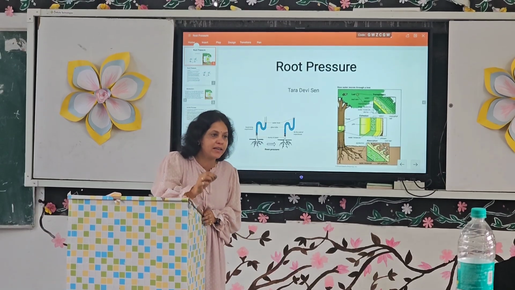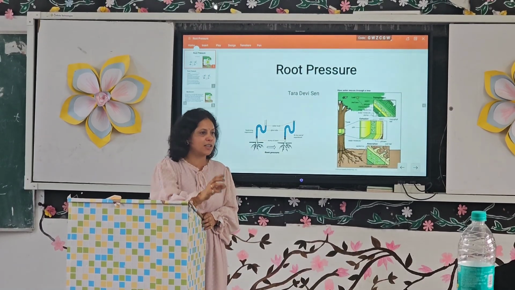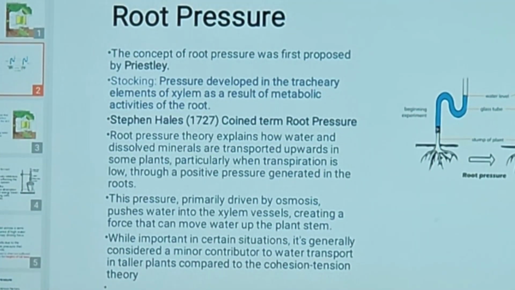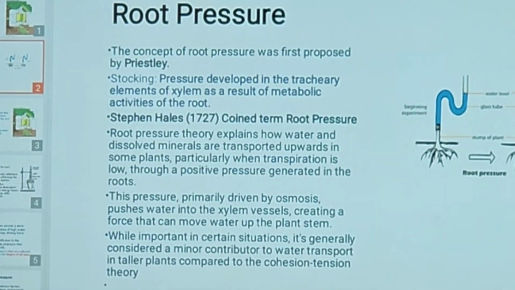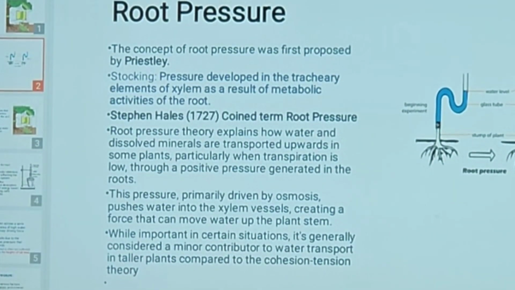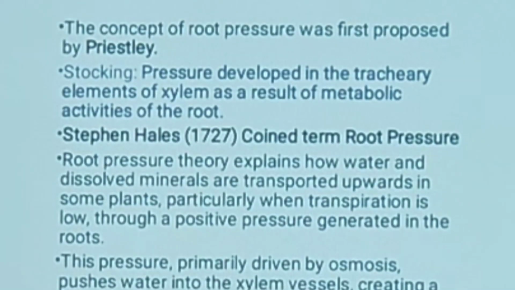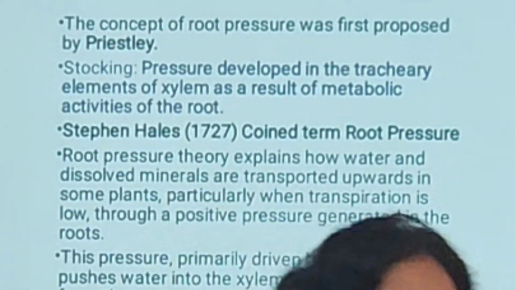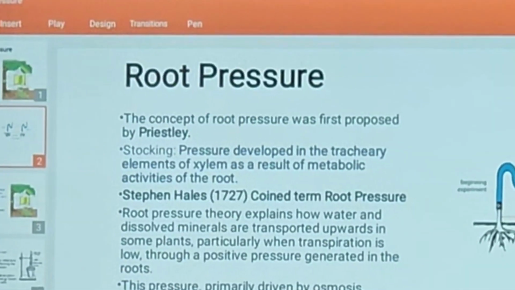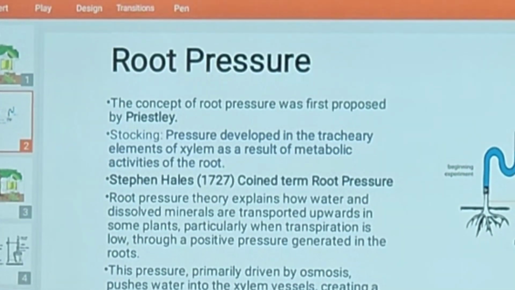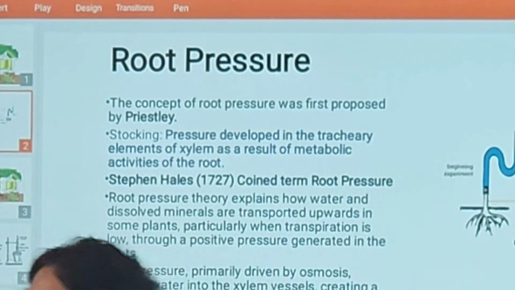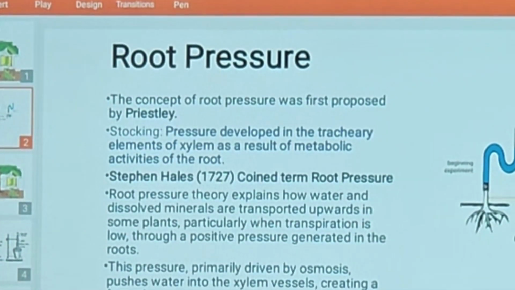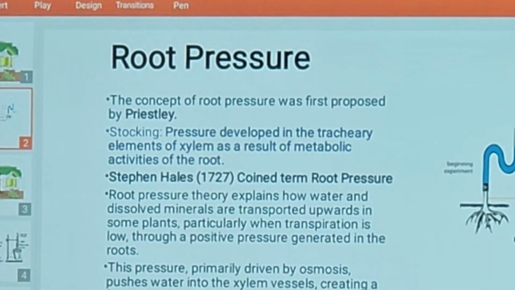The concept of root pressure was first given by Priestley in 1916. However, the term root pressure was first of all coined by Stephen Hales in 1727. It was Stocking who properly defined root pressure. It is the pressure developed in the tracheary elements of the xylem as a result of metabolic activity of the cell. You know very well metabolic activities means various catabolism and anabolism processes occurring inside the plant.